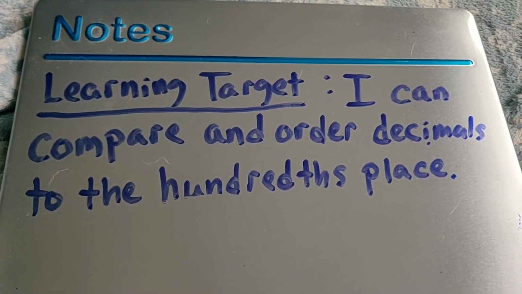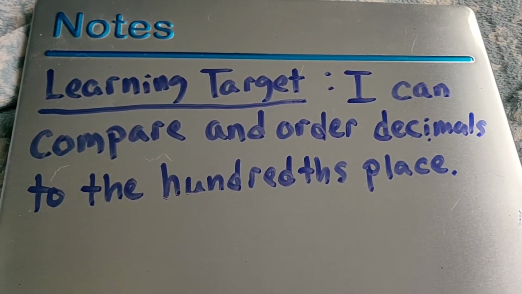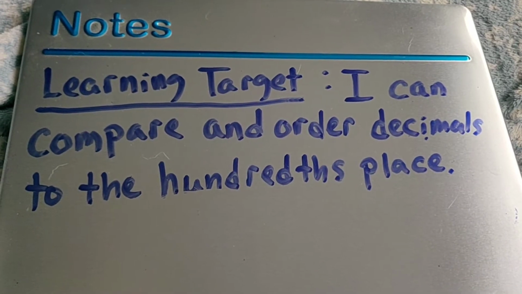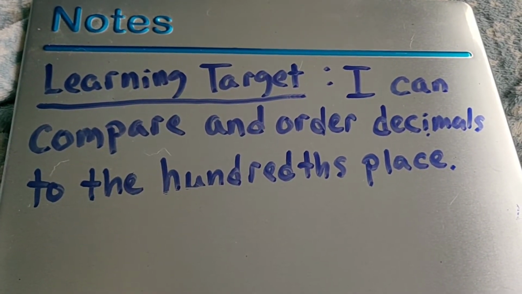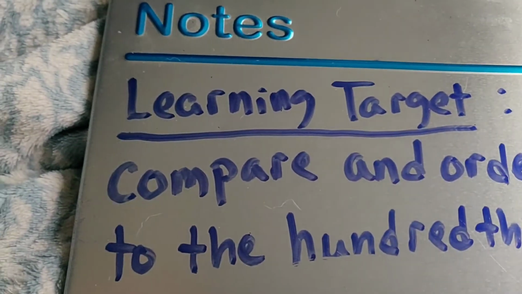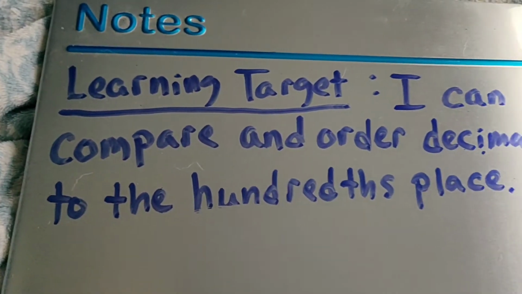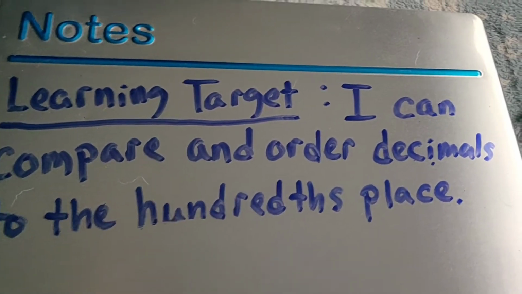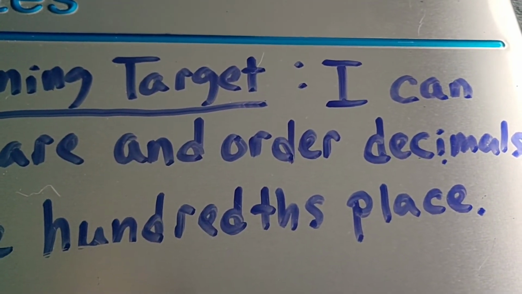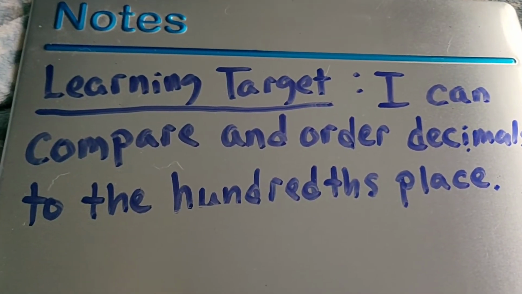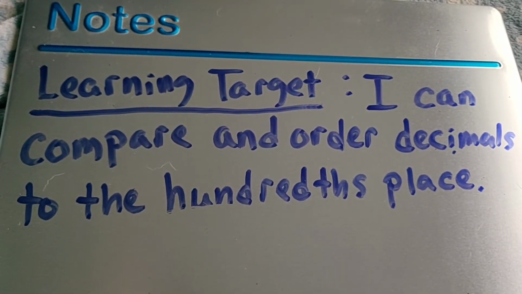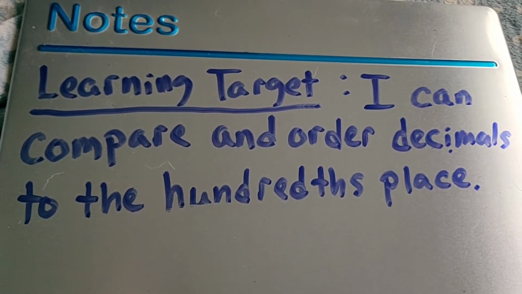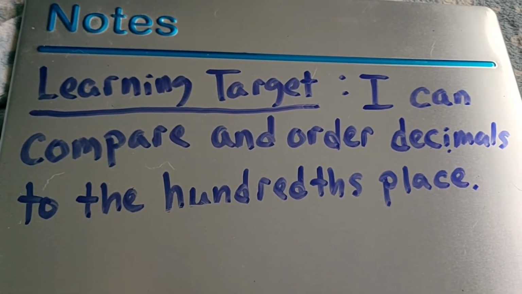In this second of two lessons, we're still dealing with the same learning target: I can compare and order decimals to the hundredths place. In the lesson we did before this, we really just compared two decimals. And in this lesson, we're going to learn to order decimals, which means put three or more decimals into order, either from least to greatest or greatest to least. And we're only going to be working with three decimals today.